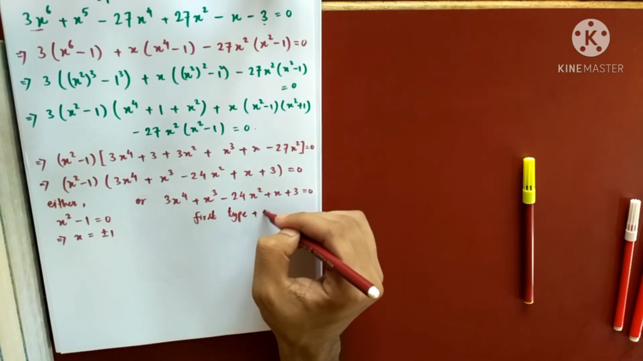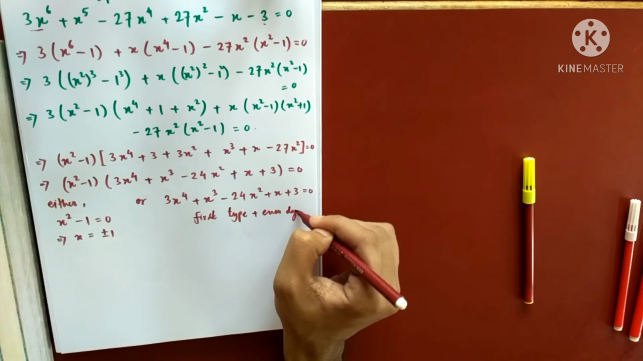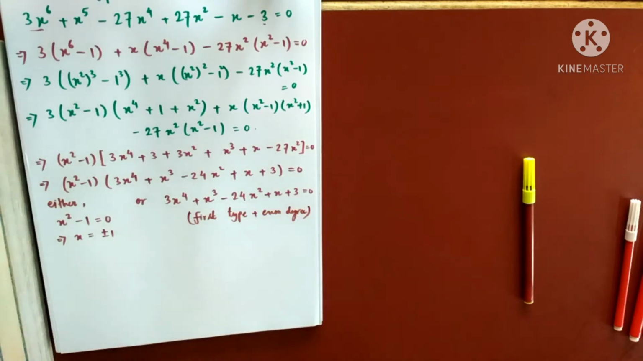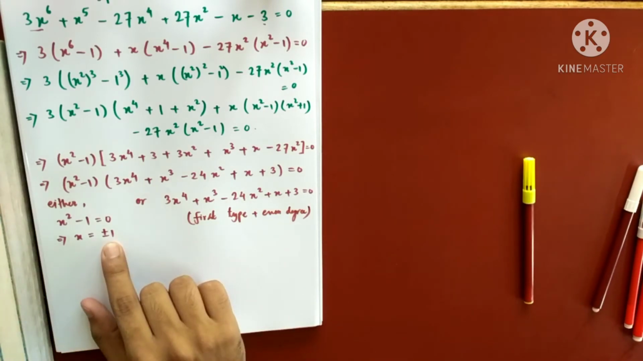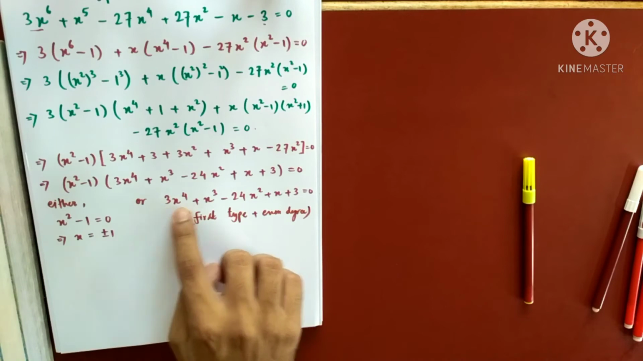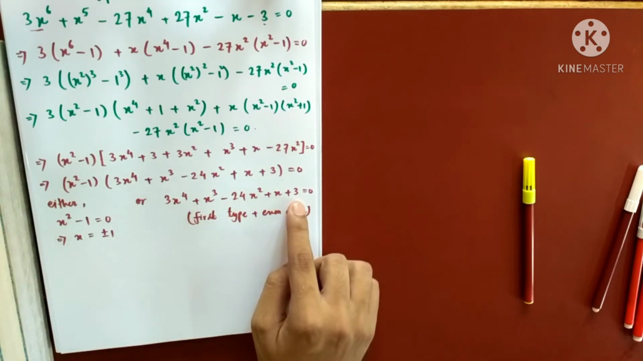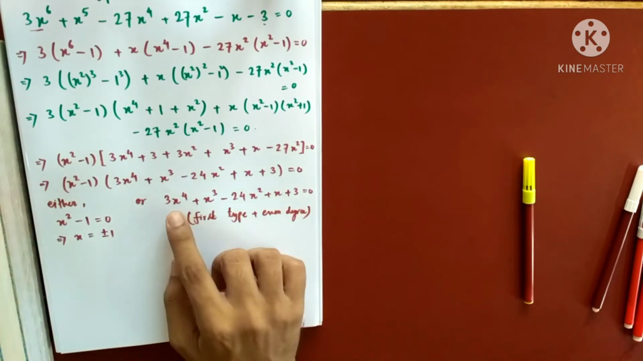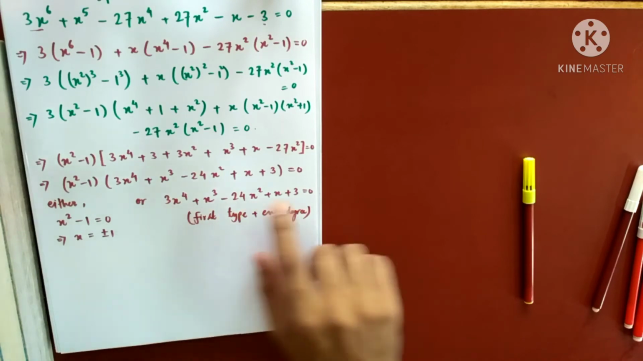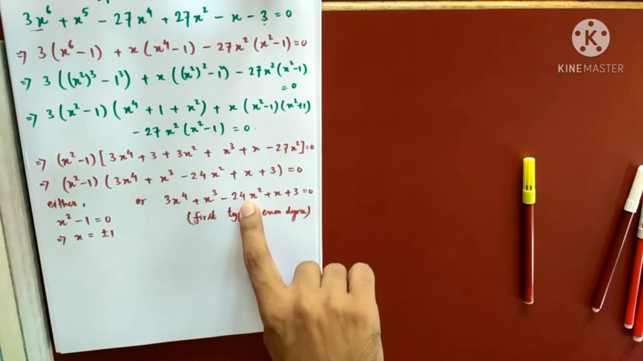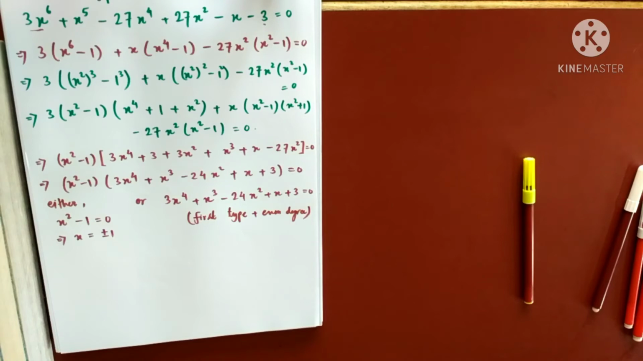I will not do it. So as guaranteed, it can be reduced to first type and even degree. I have already concluded: 2 roots will be plus 1 and minus 1, and the remaining 4 roots will be coming from this equation. You know how to do it because it is a first type. Look why it is a first type: 3, 3, 1, 1, minus 24, minus 24. All right, am I clear with the process?